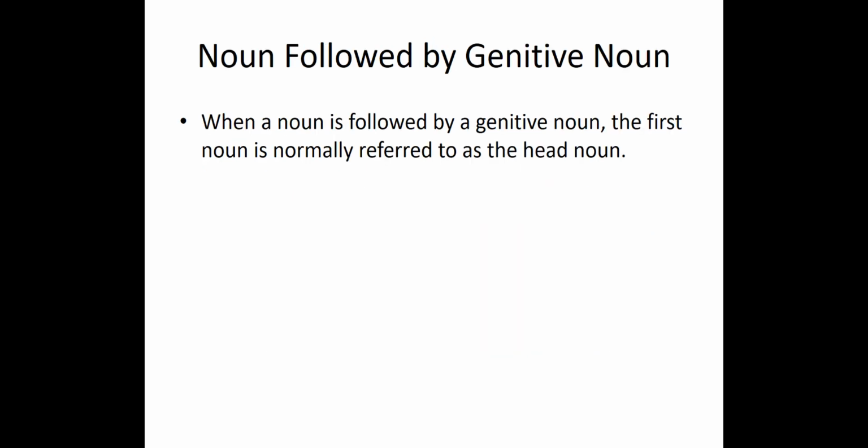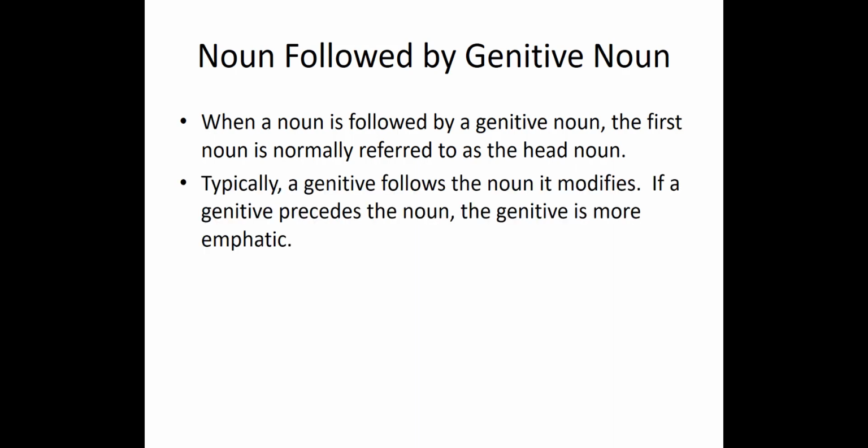Genitives do normally modify nouns. When you have a noun that's followed by a genitive noun, we will refer to that first noun as the head noun. So the genitive noun is telling us something about the head noun. Normally, what's going to happen is that you have the head noun and then you have the genitive. That's your typical Greek word order. But sometimes you'll have the genitive preceding the head noun, and in that case it's a bit more emphatic.